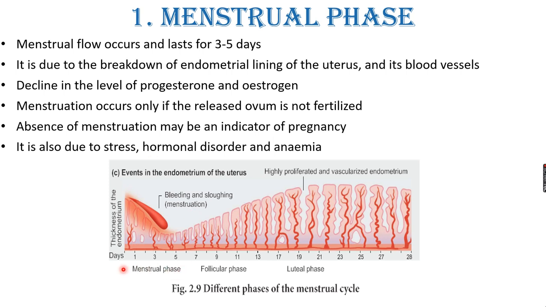In the menstrual phase, 1st to 5th day, bleeding occurs due to the rupturing of the endometrial wall of the uterus. There is a decline in the level of progesterone and estrogen. If the released ovum is not fertilized, menstruation occurs. The absence of menstruation is an indicator of pregnancy, but stress, hormonal disorders and anemic conditions can also cause absence of menstruation. So this is the first stage, the menstrual phase, day 1 to 5.